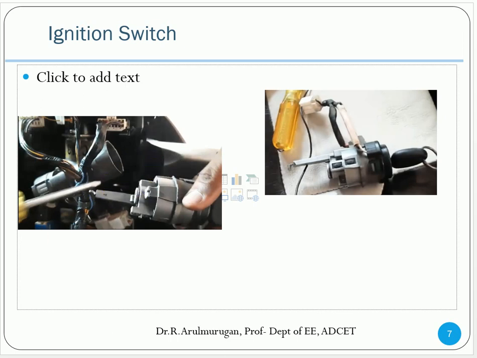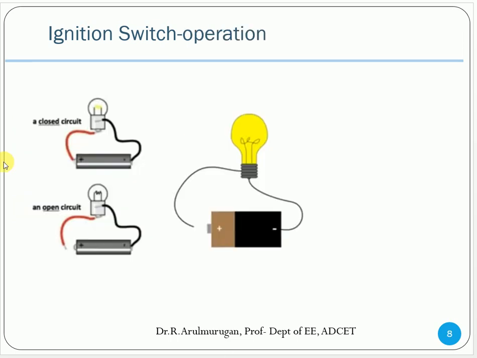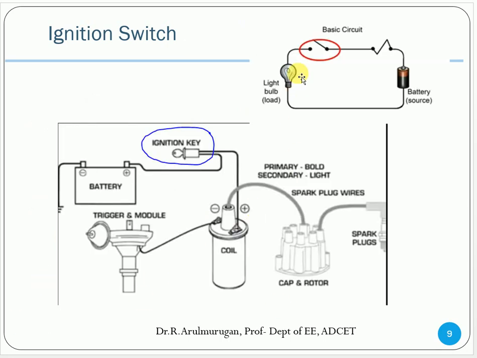How does it work? This ignition switch works similar to a closed loop circuit. This is a closed loop circuit, and this is an open loop circuit. What is an open loop circuit? The power supply, battery source and lamp are available. Only when it is closed will current flow. If it is open, current won't flow. The ignition switch is operated like that.